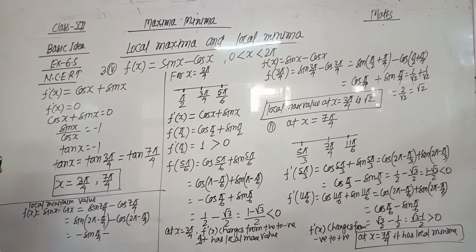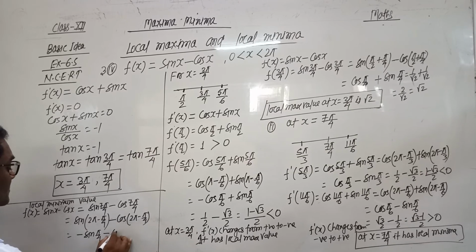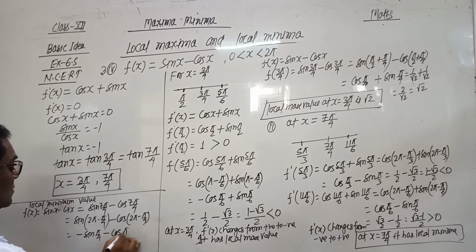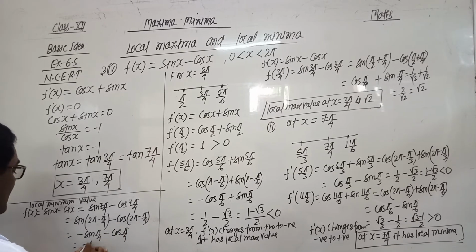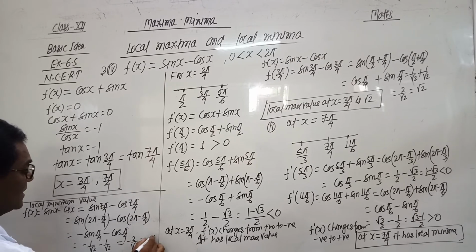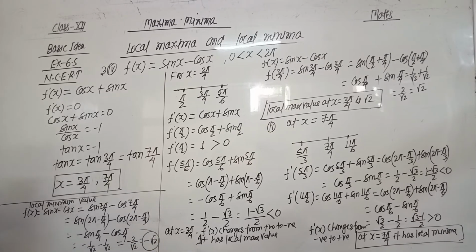And cos of 2 pi minus theta gives plus cos theta. So cos pi by 4. So minus 1 by root 2 and minus 1 by root 2. The result we get is minus 2 by root 2, which is minus root 2. So this is the local minimum value.